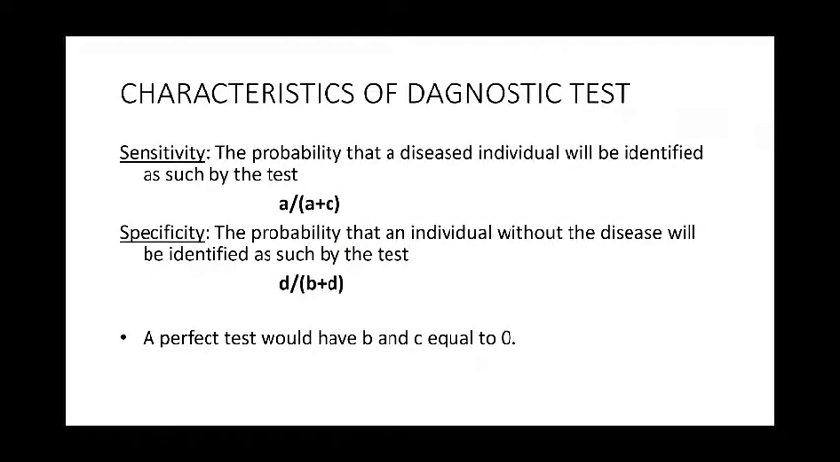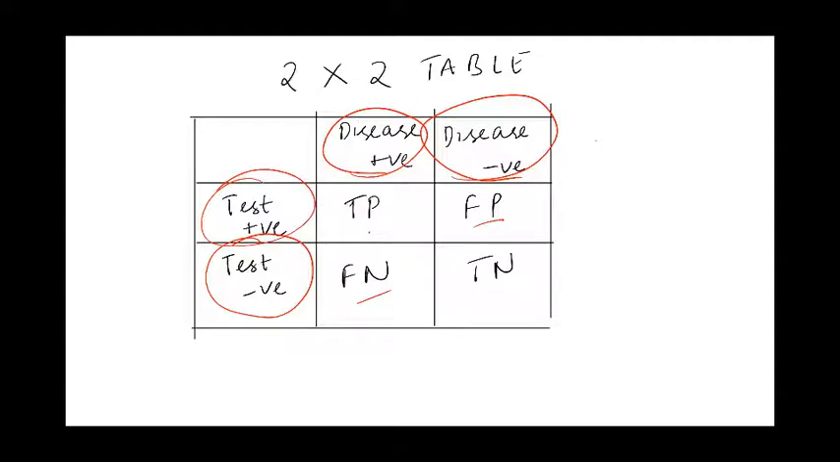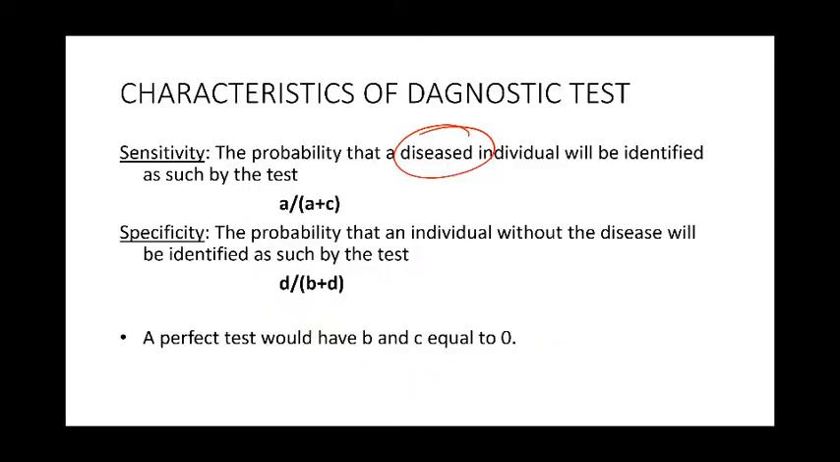So now we come to the parameters of diagnostic tests. Now sensitivity. Sensitivity is the probability that a diseased individual will be identified by the test. So the diseased individuals are true positive plus false negative. It is A plus C, out of which A is identified by the test. So sensitivity is A by A plus C.